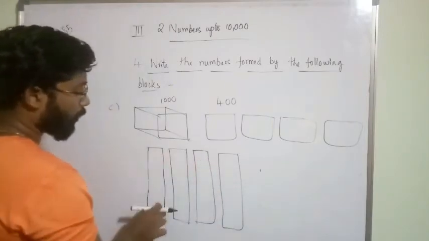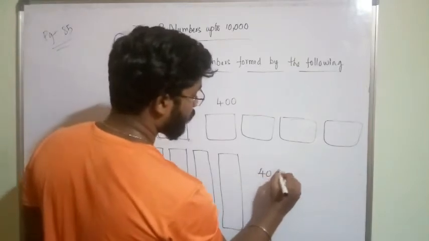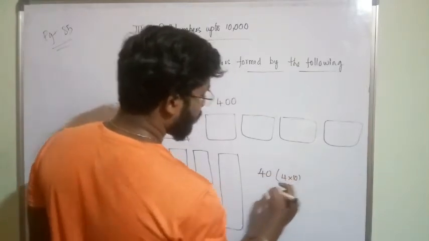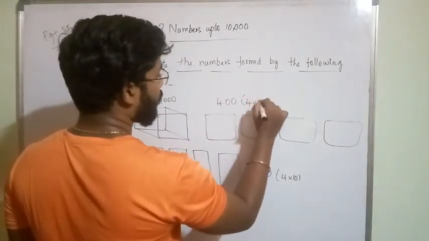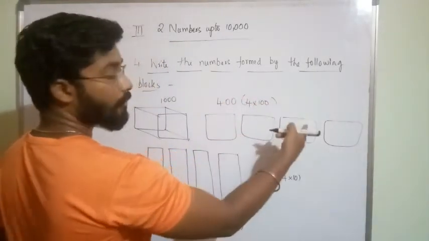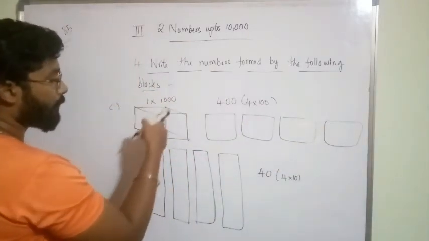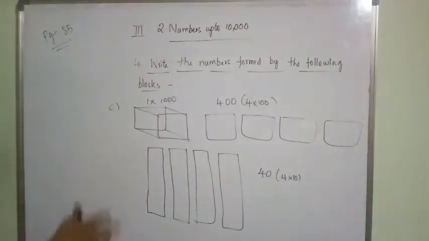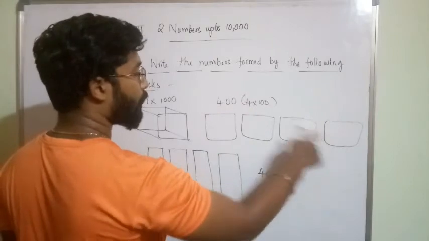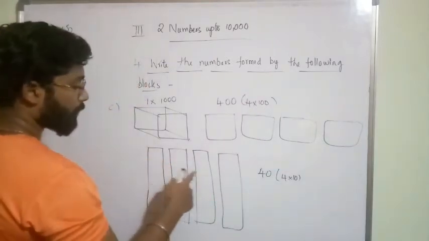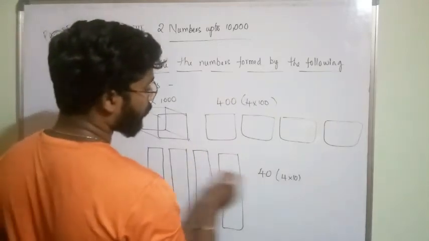You have tall boxes, each value is 10. This is 40. How did you get it? 4 into 10, 4 tall boxes. This one is 4 into 100, 4 squares. This is 1000, 1 into 1000, 1 cube. So the cube value is 1000. This square value is 100, and you have 4, no? 4 into 100. Each tall box value is 10. So 4 into 10, you have 40.